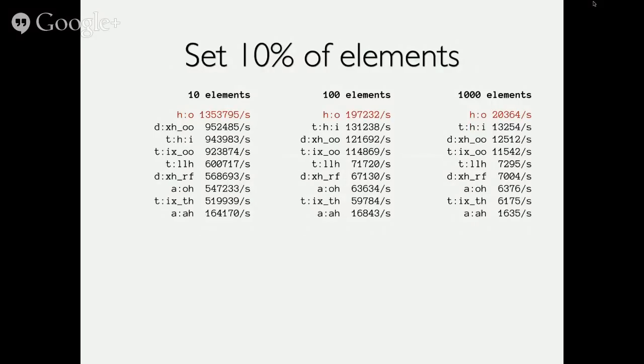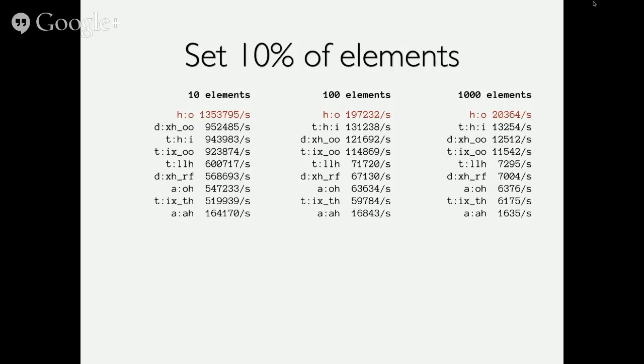So then we come to setting 10% of the elements. So this is taking a hash and changing 10% of the existing elements. So these are all existing. This wasn't new. Again, hash ordered, with a very simple data structure, handily outperforms everything else.